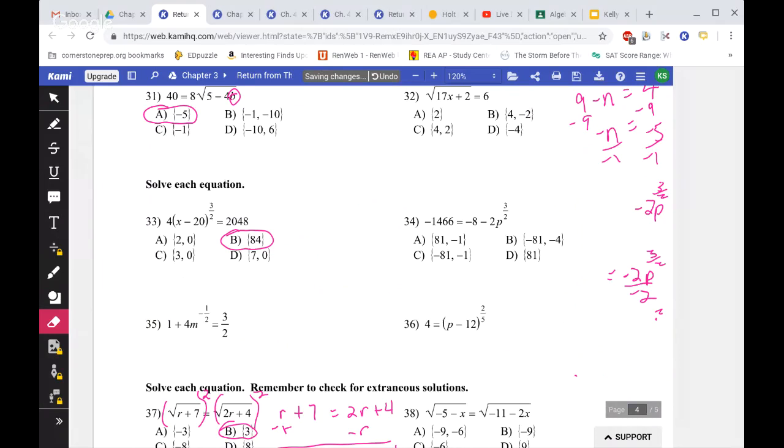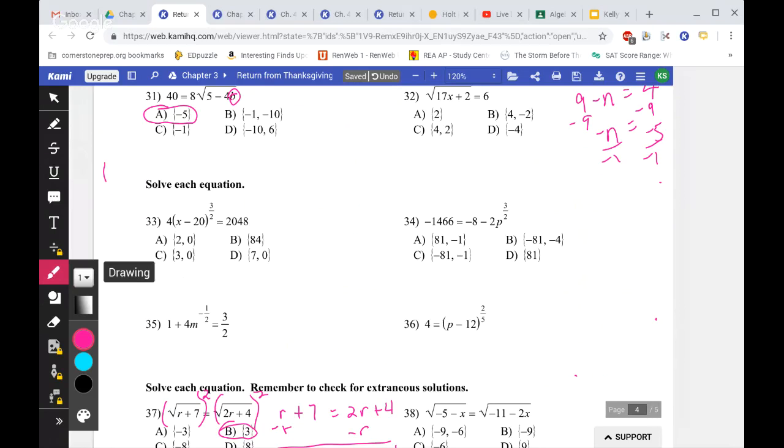Right. Anyway, so any of them 33 through 36, is that what you said? Yes, ma'am. Okay. All right. Garrett, are you still with me? Yep. Okay. We're going to get back to your worksheet in just a second. Okay. Number 33.